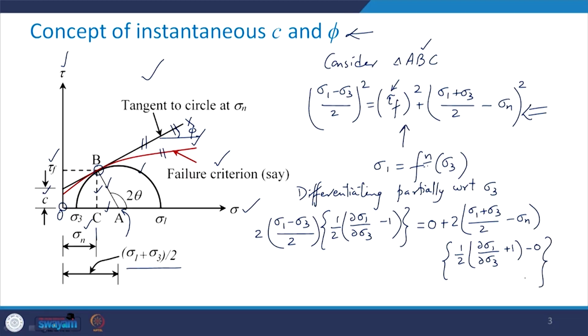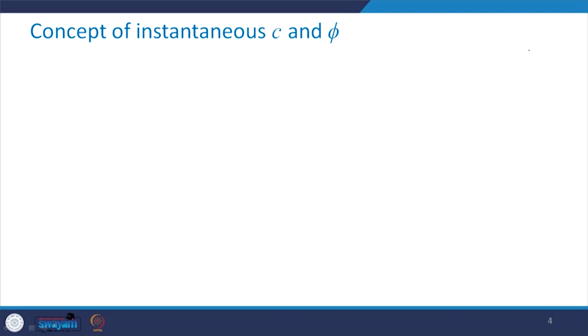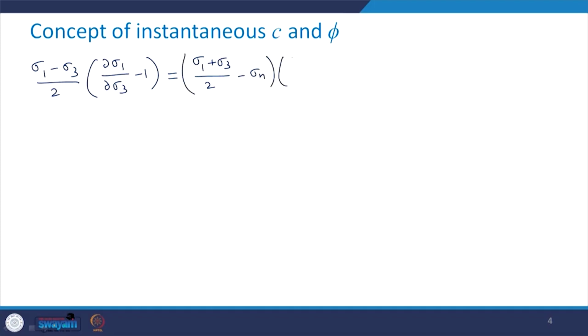Okay, so this is the expression that we are going to get when we differentiate this equation partially with respect to sigma 3. Now, let us try to simplify this further. So, we are going to get (sigma 1 minus sigma 3)/2 into (del sigma 1/del sigma 3) minus 1. That would be equal to (sigma 1 plus sigma 3)/2 minus sigma n, multiplied by (del sigma 1/del sigma 3) plus 1.